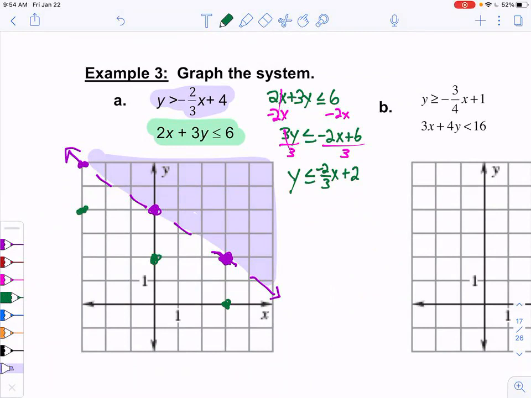It's going to be a solid line. Yeah, solid answer there.